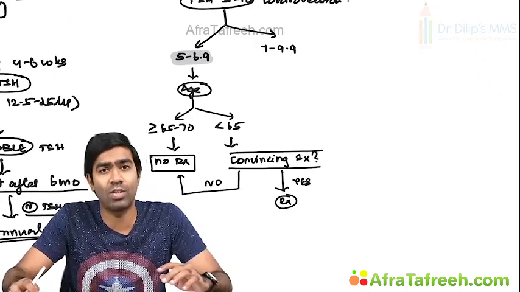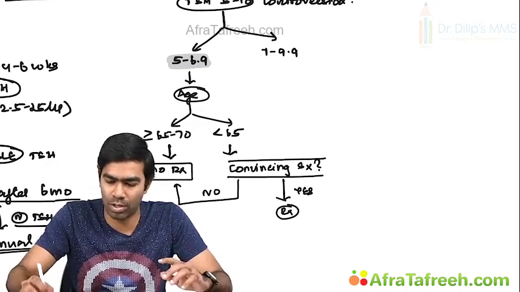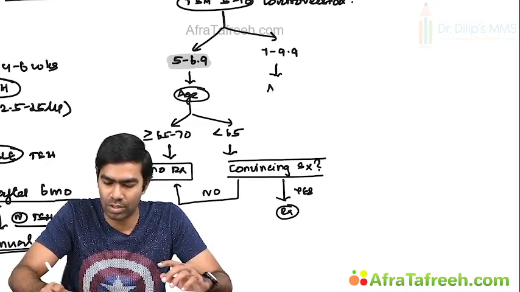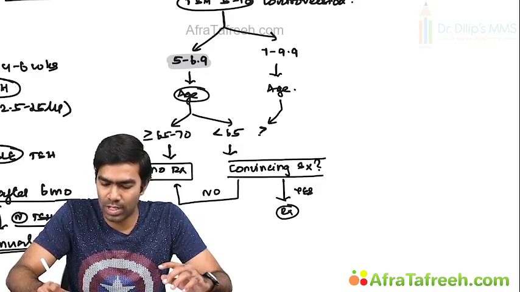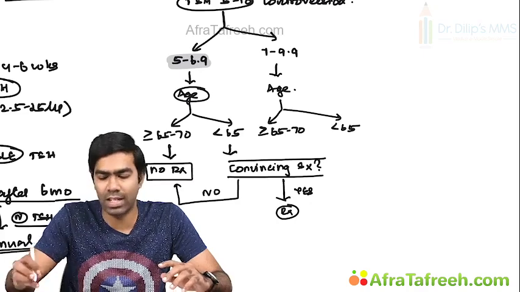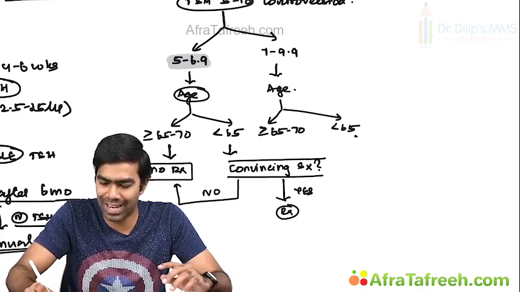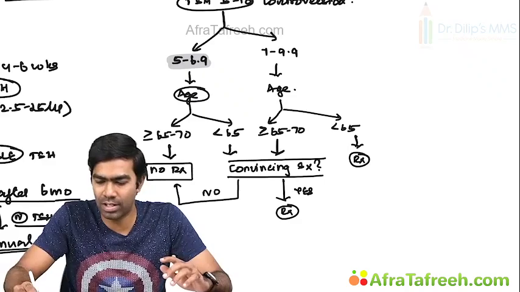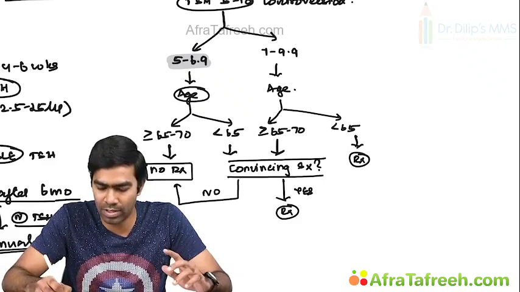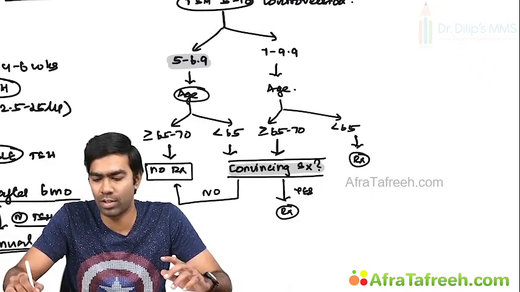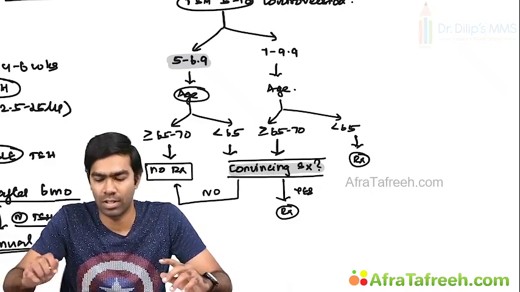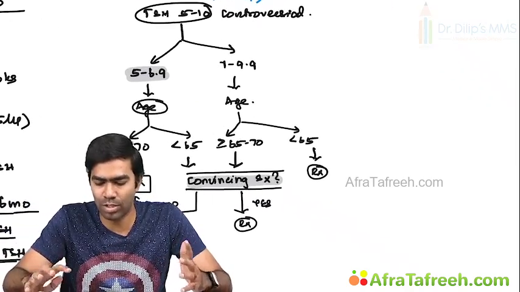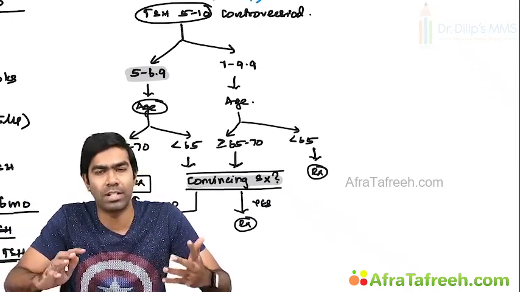If it is in the range of 7 to 9.9, again see the age: if the age is more than 65 to 70, or if the age is less than 65. If the age is less than 65, these patients can be treated according to a lot of trials and studies. If it is more than 65 to 70, older age people, again you have to see whether there are any convincing symptoms. Then only you can start the treatment. Clear? So this is how you are going to approach a patient with subclinical hypothyroidism.